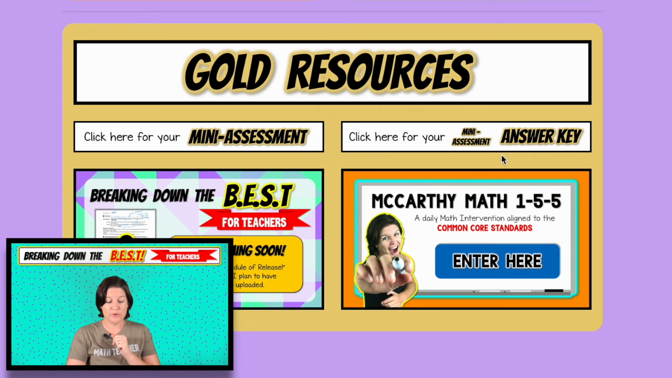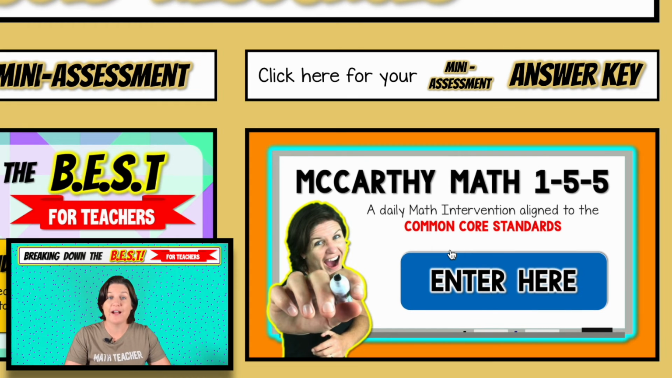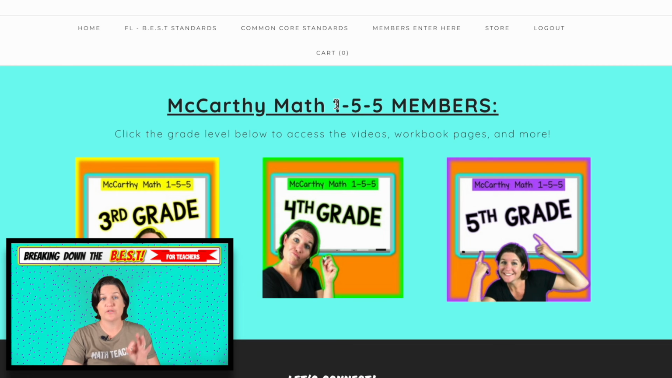However, the main reason that most people go with the gold plan is because they want access to McCarthy Math 155 as well. This is a daily math intervention aligned to the Common Core standards. Now, if you've been exploring a little bit with the BEST standards, you've seen that there are so many similarities with the Common Core and the BEST standards, but there's just enough differences that I had to create a whole new program. However, there are a bunch of video lessons that can still support you and your students with McCarthy Math 155. So if you click here, the 155 stands for 155 video lessons for each grade.